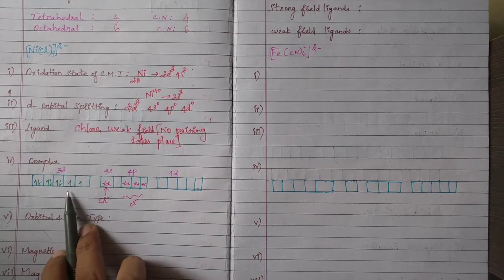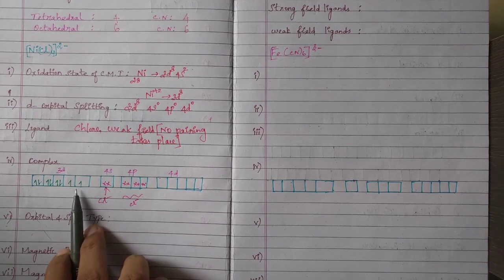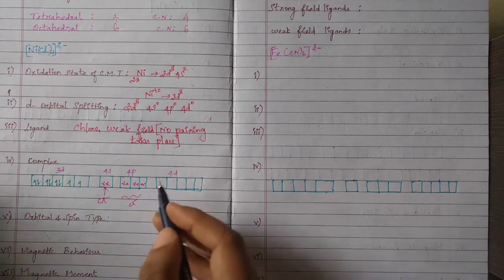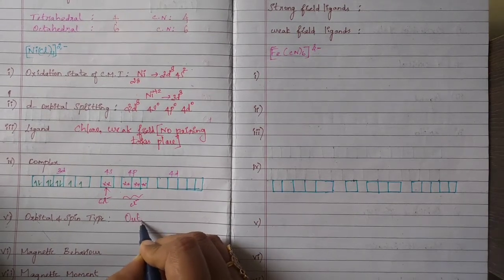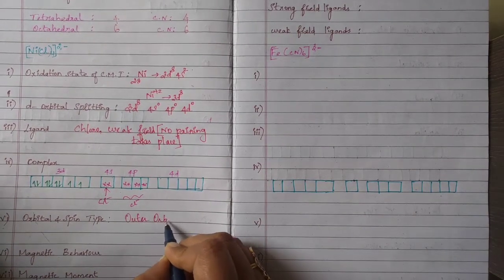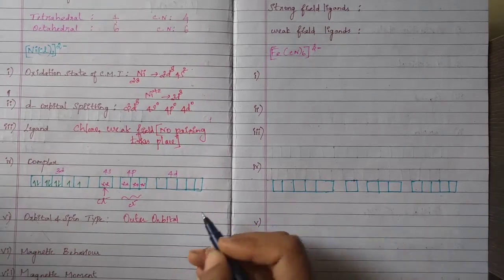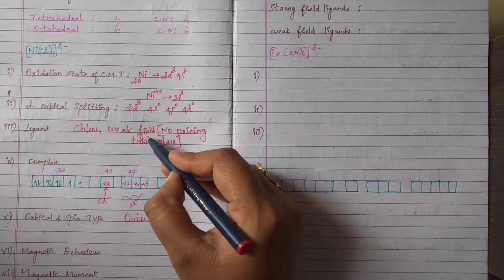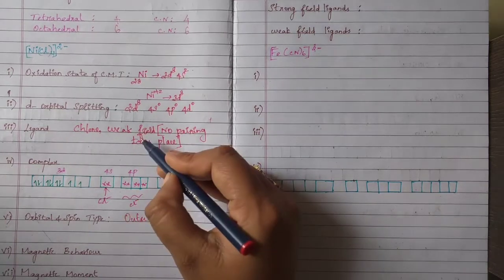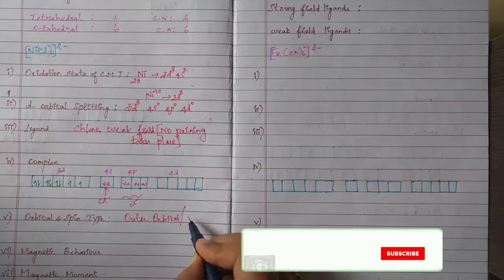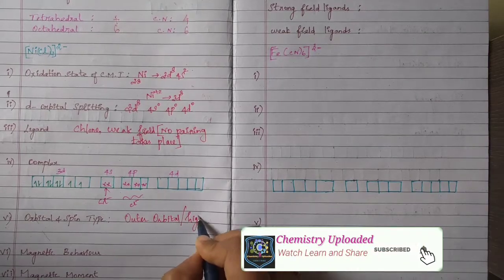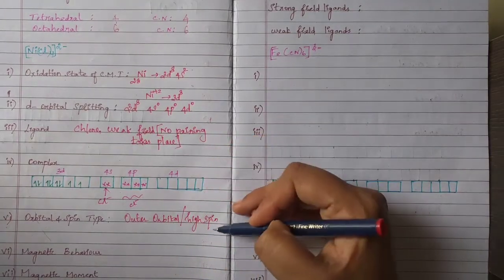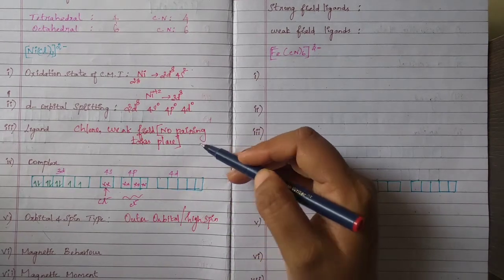It involves either inner d orbital or not. This does not involve inner d orbital. That means the ligand does not approach the inner 3d orbital. So it is outer orbital type. And the spin type depends upon the field of the ligand. It is a weak field ligand, which means the spin type is high spin. Suppose the ligand is strong, then it is low spin because pairing takes place.